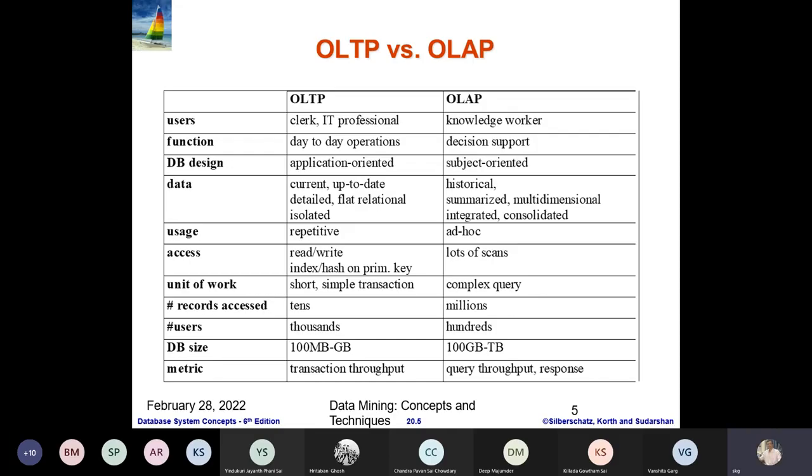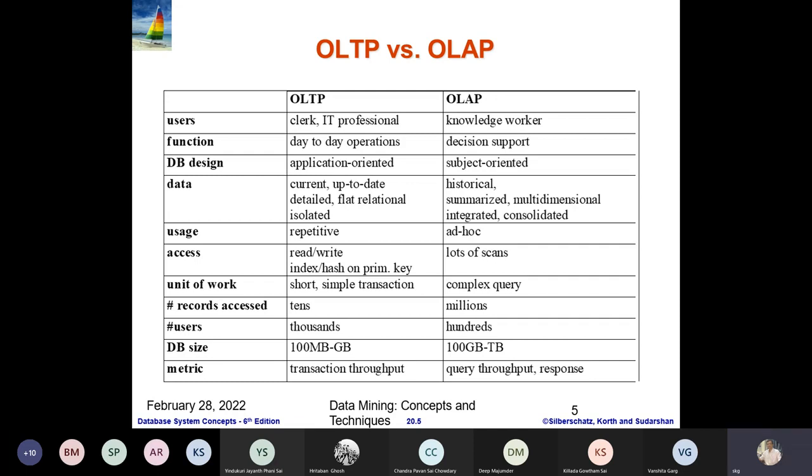In terms of usage, OLTP is more repetitive, right? You are doing some functions, and it is that repetitive work. Whereas in case of OLAP, it is more ad hoc, when you require decision support, whether on a routine basis or in some exigency situation. So those types of queries can come up.